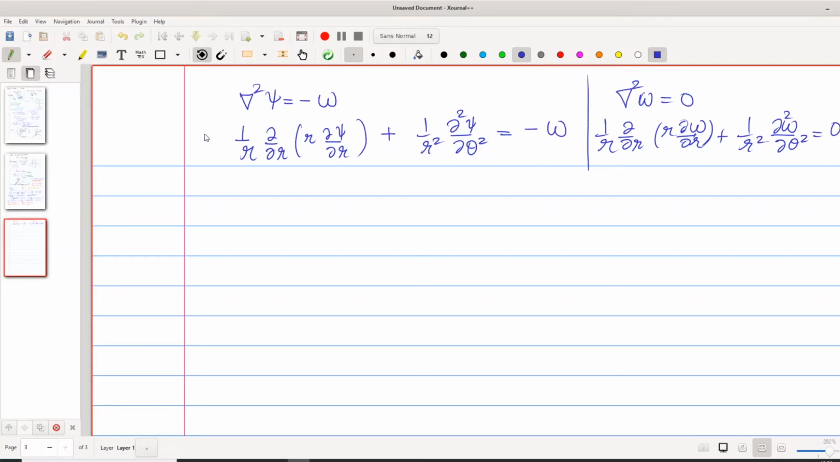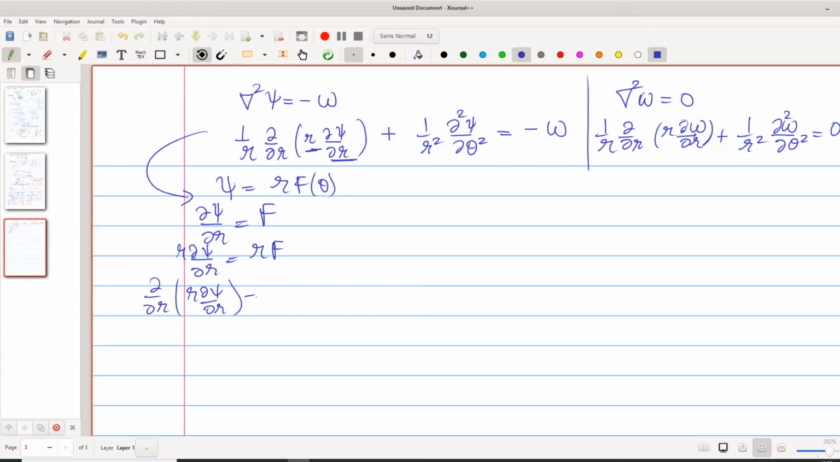So let us first evaluate this equation. We know that psi is equal to r times f of theta. So let us see what del psi/del r is. Del psi/del r will be simply equal to f. Then r del psi/del r is equal to r times f. Then del/del r of r del psi/del r will be f. Then 1 by r del/del r of r del psi/del r will be f by r. So this left hand side term is simply f by r.